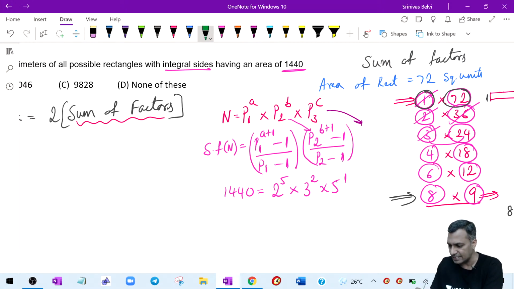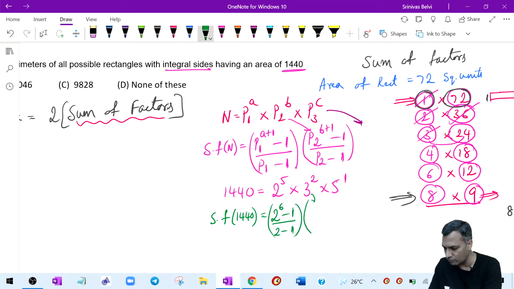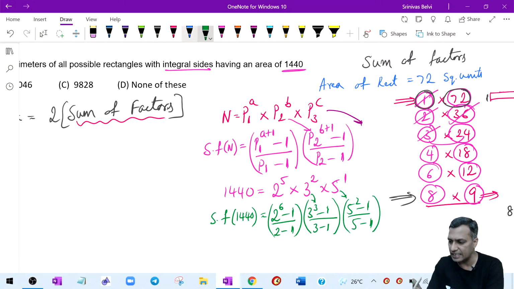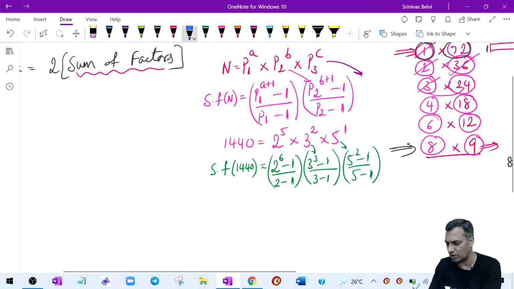From here, the sum of the factors of 1440 is what? 2 raised to power 6 minus 1 divided by 2 minus 1. And the second one, 3 raised to power 3 minus 1 divided by 3 minus 1. And from here, you would write this as 5 square minus 1 divided by 5 minus 1. I don't think it takes much time to address this. It's not a big deal here.